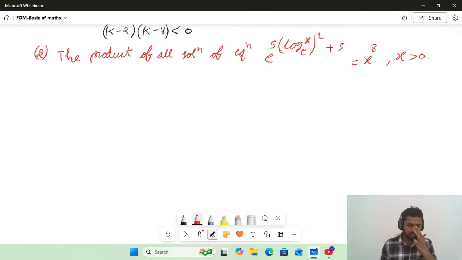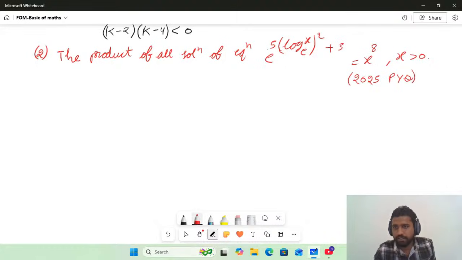Okay, tell me the answer for this PYQ. So this is 2025 January 22nd first shift, JEE Main 2025 PYQ. The product of all solutions of the equation e power 5 times of log x base e whole square plus 3 equals x power 8.